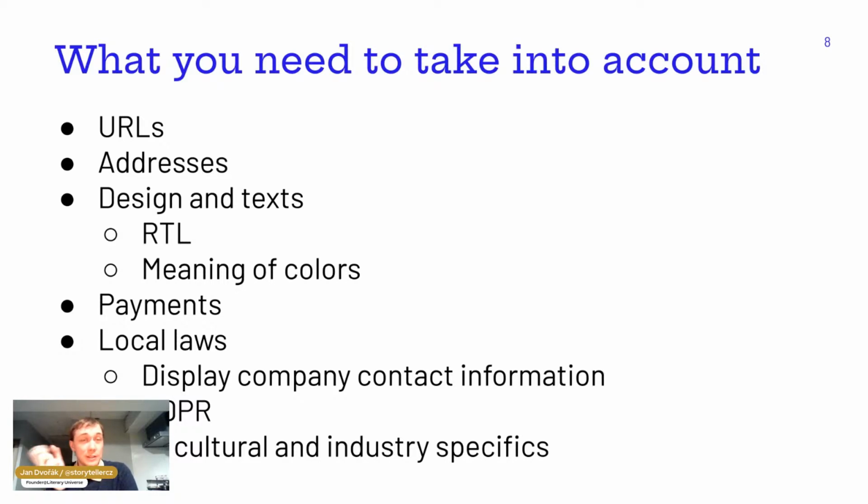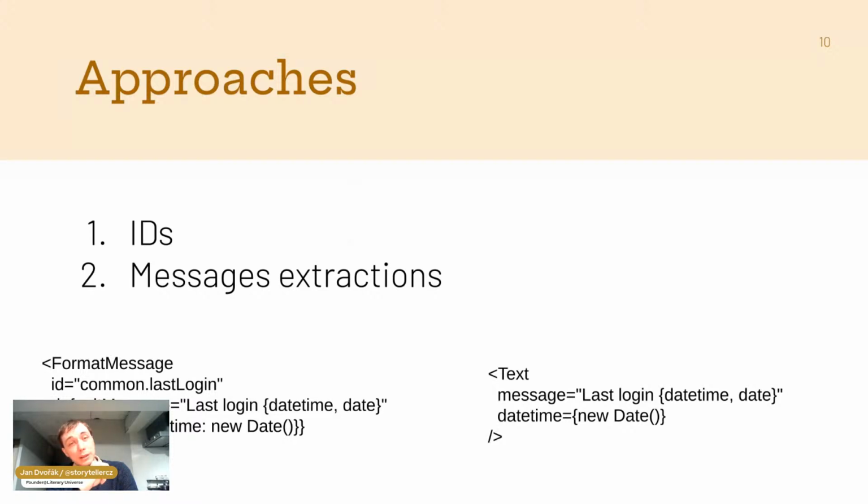Another thing that you need to take into account are the actual links of your website, addresses, designs, and text. For example, if you're preparing for right-to-left languages like Hebrew, Arabic, and similar ones. I already mentioned the colors and payments. That's usually what the pay gate is for, so you want to select ones which have the broadest international reach, so you don't have to integrate additional payment gates. There are also specific local laws related to your business, and we could go on.